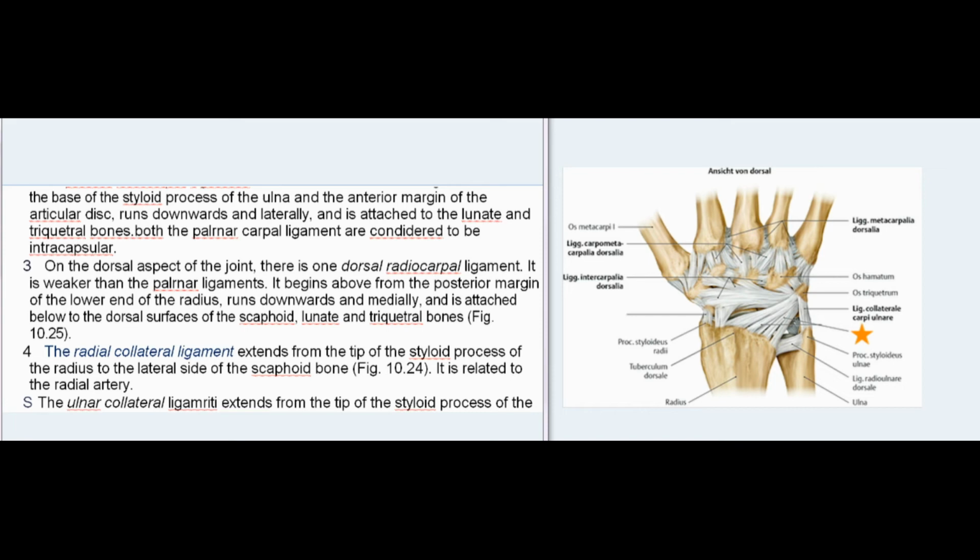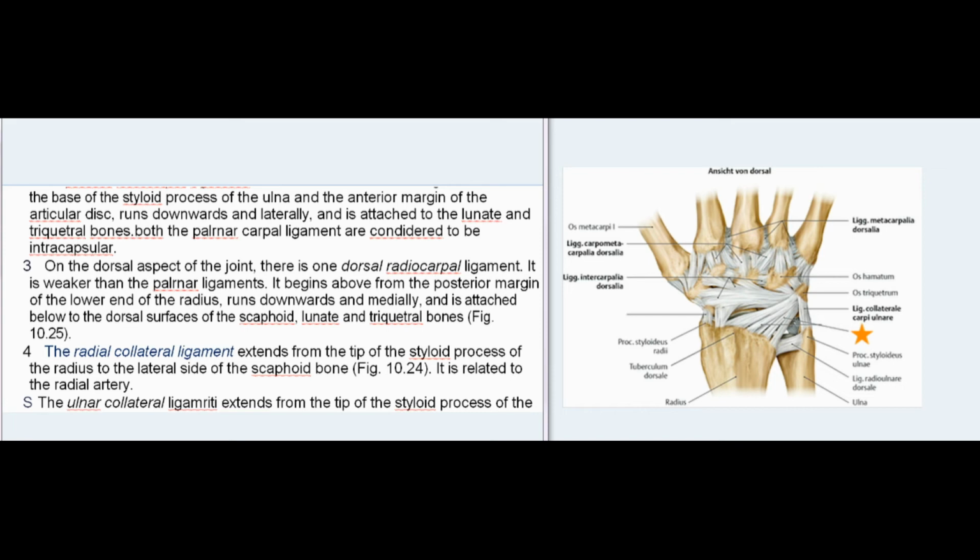3. On the dorsal aspect of the joint, there is one dorsal radiocarpal ligament. It is weaker than the palmar ligaments. It begins above from the posterior margin of the lower end of the radius, runs downwards and medially, and is attached below to the dorsal surfaces of the scaphoid, lunate and triquetral bones, Fig 10.25.